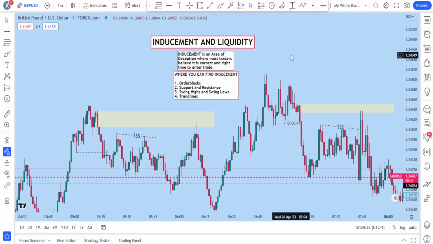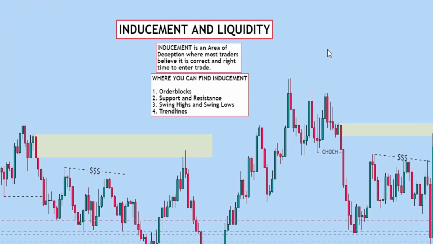Inducement and liquidity work hand in hand, even though they are not exactly the same, but they work very similarly. So what exactly is inducement? Inducement is basically what I call deception, because that is exactly what it is. Every time you come to the financial market, whether you're trading crypto, forex, or stocks, you must understand that you are in an open battle with some of the brightest minds in the financial market, and that is why you need to stay up your game and stay very alert.